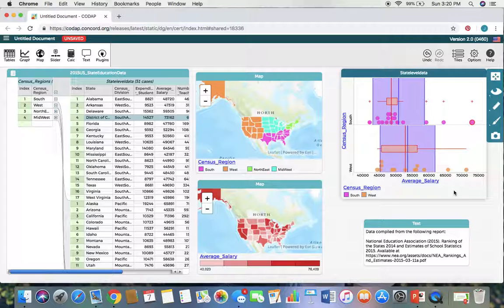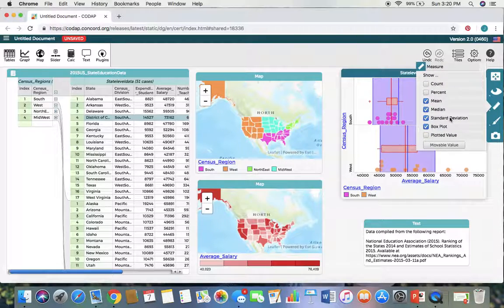I also put the standard deviation here. Does not look terribly different. Remember, 68% of the data is between these two bars. I'm going to take that back off.